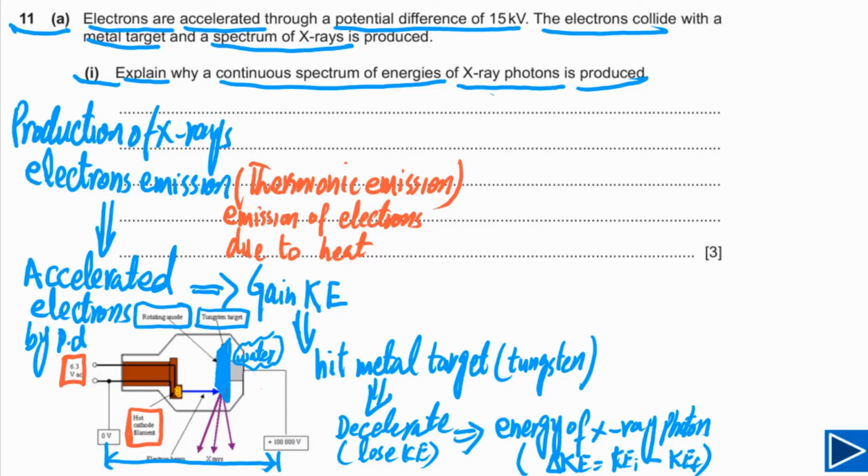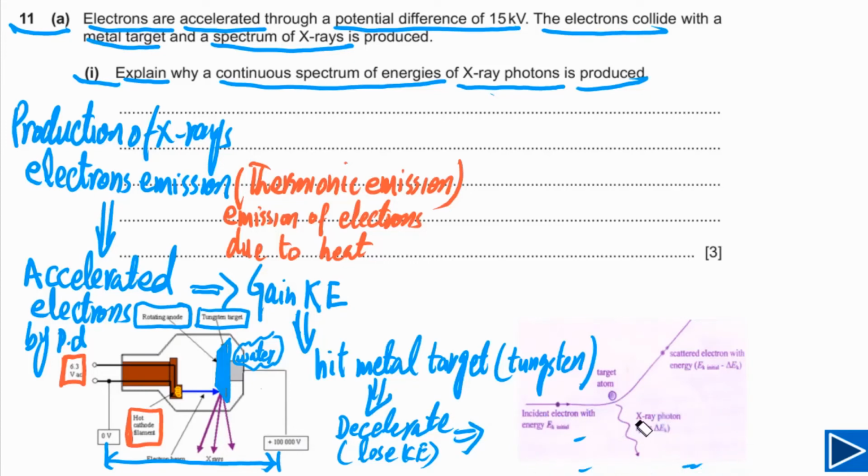Let's try to understand this with the help of one simple figure. I have already drawn it for you here, so I will clean this part a little bit and explain what is happening. In this case, you can see we have an incident electron. It has a certain amount of kinetic energy, so we can say it has energy EKI.